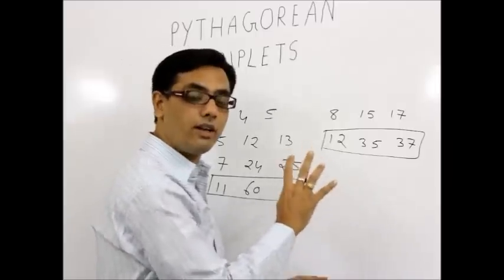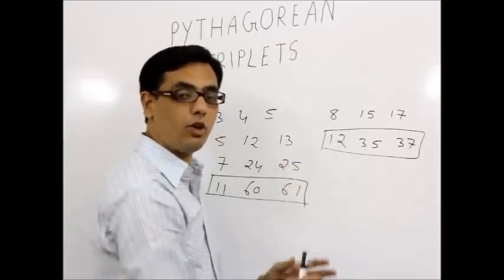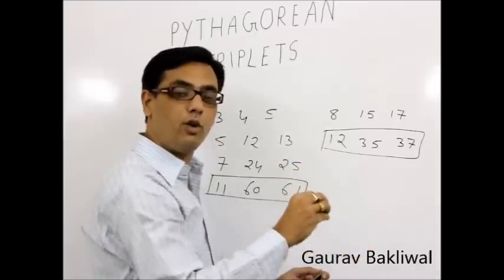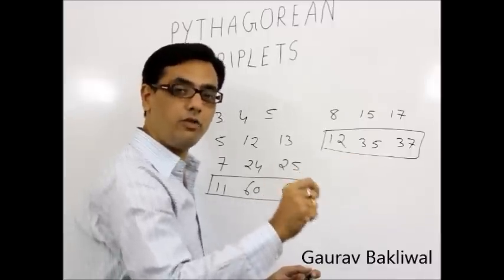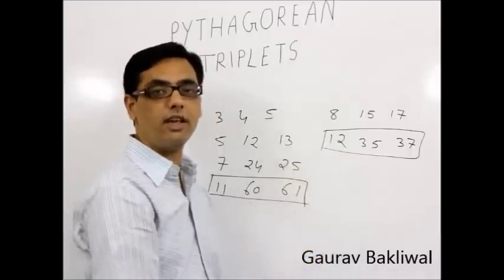So this is an amazing trick, an amazing shortcut to find the Pythagorean triplet, three integer numbers corresponding to the smallest number which is given to us.